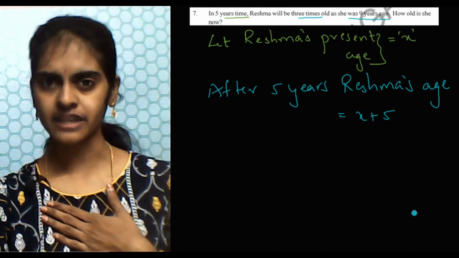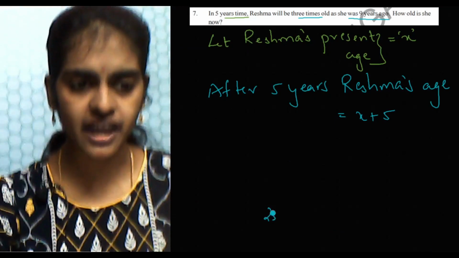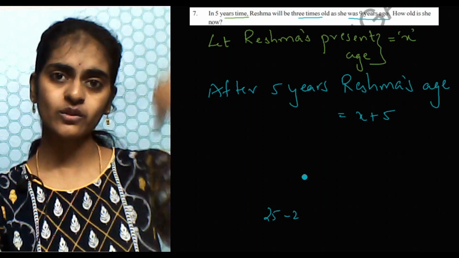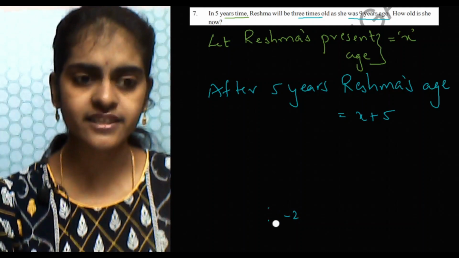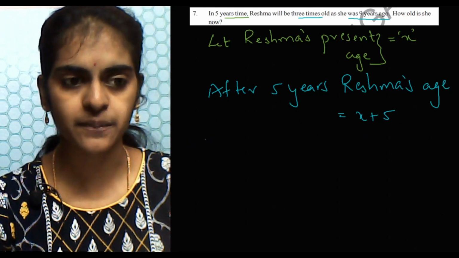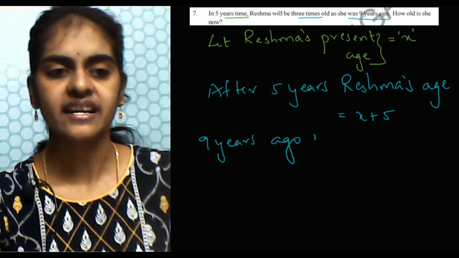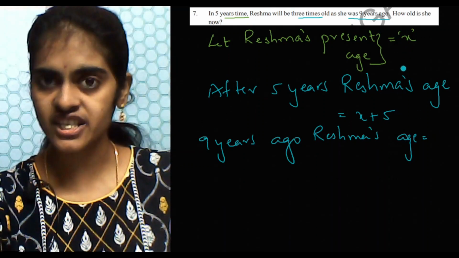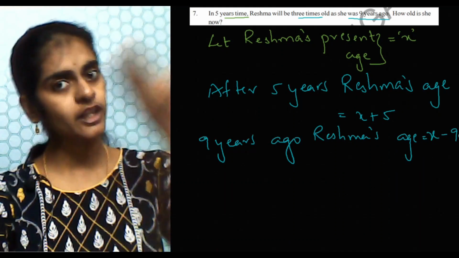For example, now I am 25. Two years ago, what is my age? Simple, 25 minus 2, you will subtract 2 from 25, because present age minus 2 years gives me my age 2 years ago, isn't it? So the same thing we'll do. So 9 years ago, Reshma's age is nothing but the present age x, and from this x you have to subtract 9 years. Then you'll go 9 years back.